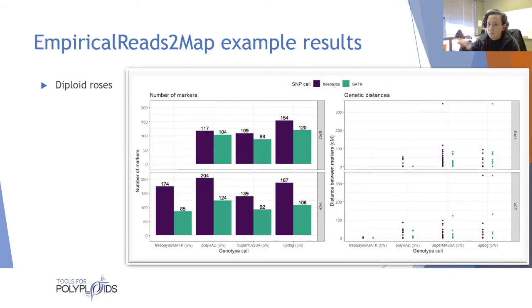And this is an example of the empirical reads output. I performed it in diploid roses, and it's just a subset of chromosome 1. The number of markers of the subset is shown, and the subset is 37 centimorgans. And this is the distance in centimorgans of adjacent markers, according to each one of the pipelines.